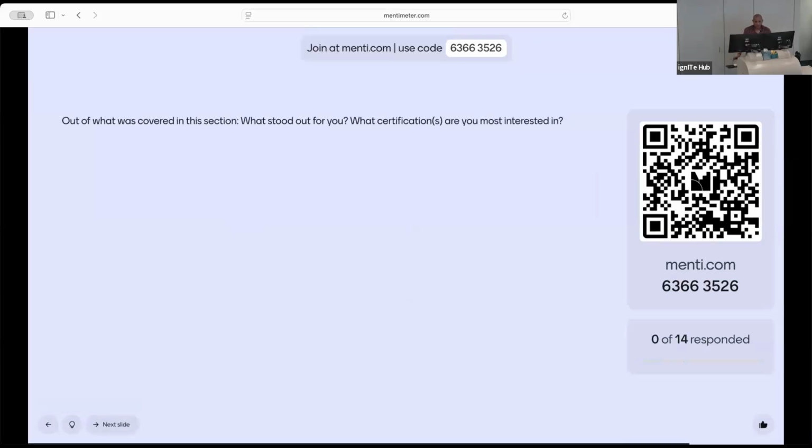All right. So again, out of what was covered in this section, what stood out for you, and what certifications are you most interested in right now? I hope that when we talked about certifications cleared up a little bit in the air as why they are important, why you should get them, why you shouldn't get them, and what it takes to get these certifications. And then we're just gonna wrap up after this with a little bit of some other helpful resources.